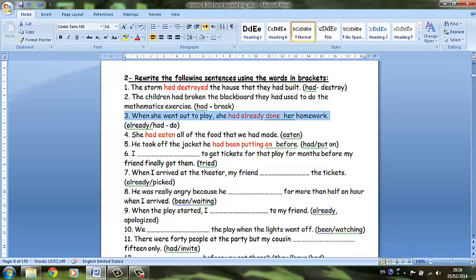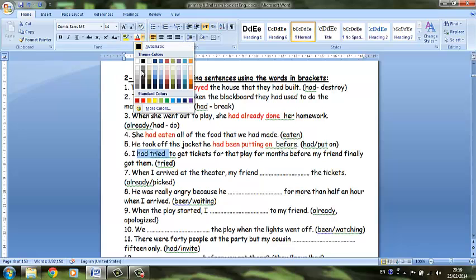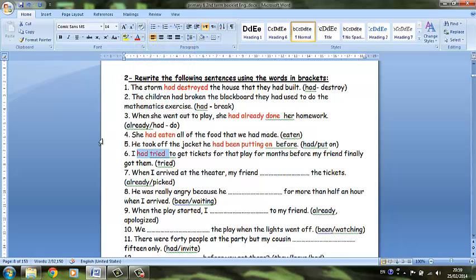But here they ask you to put tried. So are you going to put tried with been or with the past perfect, which is had? Yes, here, if it was trying, I was going to put had been trying. But here they ask you to write had tried. So we are going to use the past perfect here.